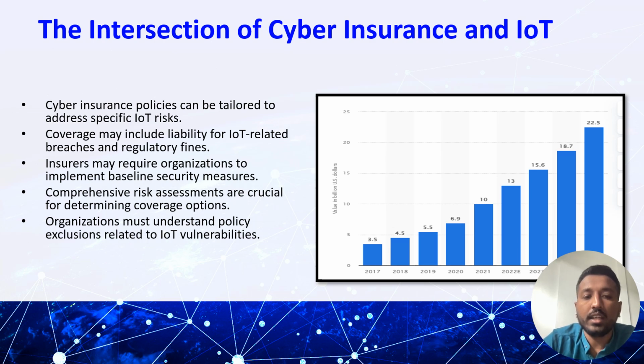In this slide, we are discussing the intersection of cyber insurance and IoT. The cyber insurance policy can be tailored to specifically address the unique risks associated with IoT. Coverage may include liability for breaches related to IoT devices as well as regulatory fines. Insurers often require organizations to implement baseline security measures to qualify for coverage. To determine the appropriate coverage options, comprehensive risk assessments are essential, and organizations need to understand the policy exclusions related to IoT vulnerabilities.